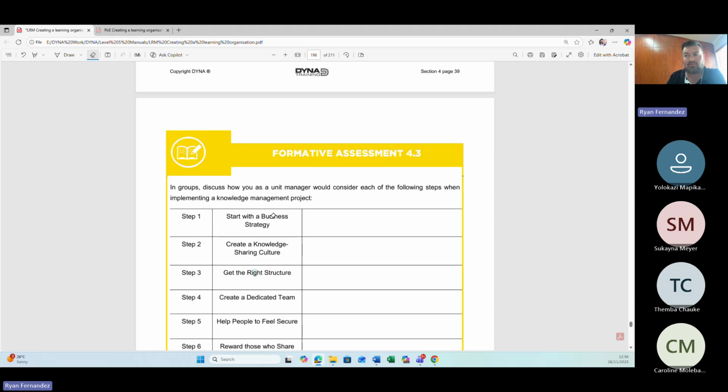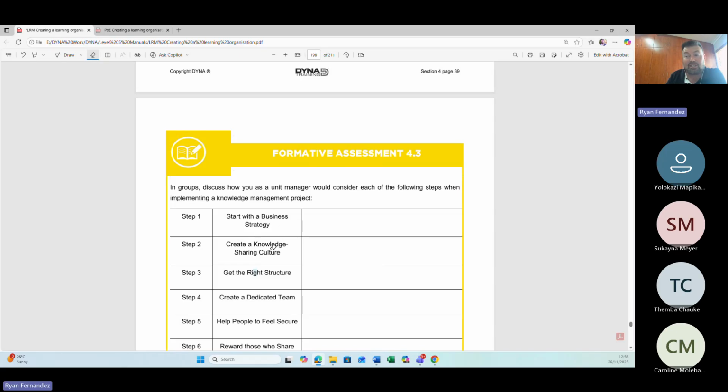So start with a business strategy. Let's say I'm in training. I would say, I need to make sure that all the knowledge that we have learned from our clients is going to be stored somewhere so that we can develop programs that can be marketed effectively. Okay, so that would be a really practical way of starting with a business strategy.